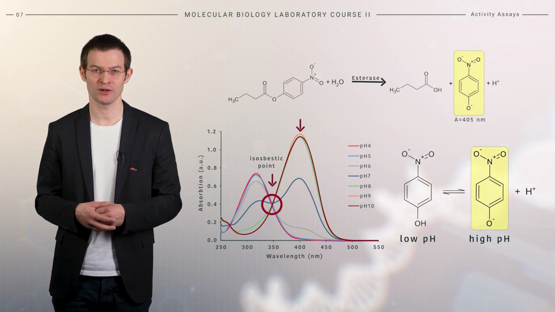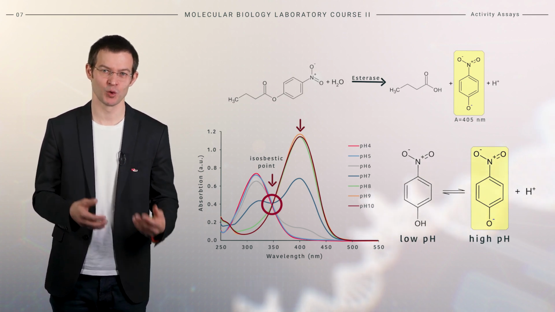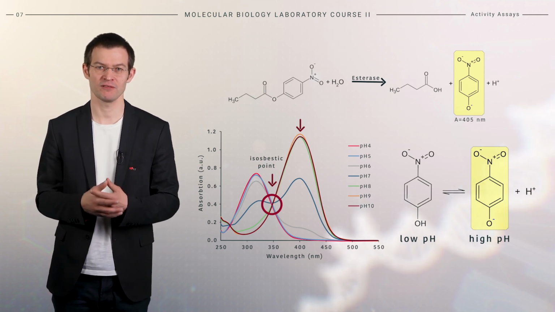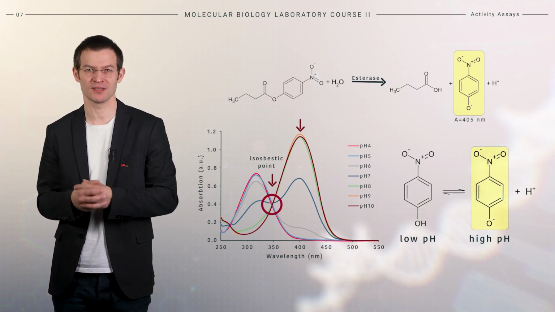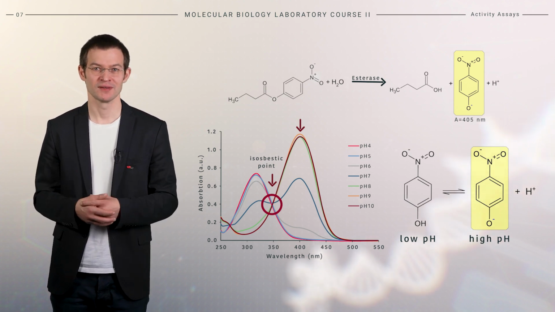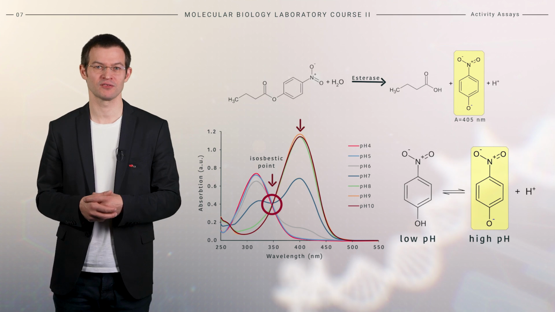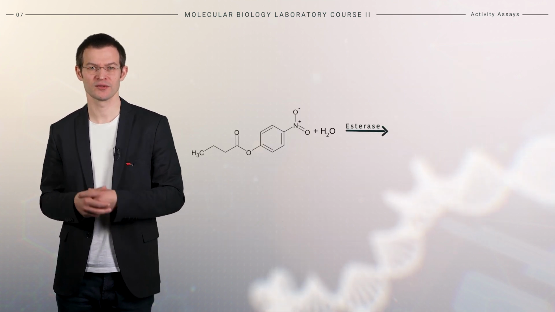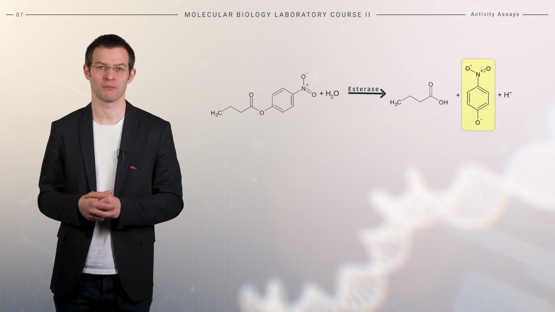An isosbestic point is a wavelength where the absorbance remains independent of pH changes. This wavelength can be used to measure esterase activity independent of the pH value. However, the signal output will be lower than at 405 nanometer. Let's take a closer look at the enzyme reaction from before.